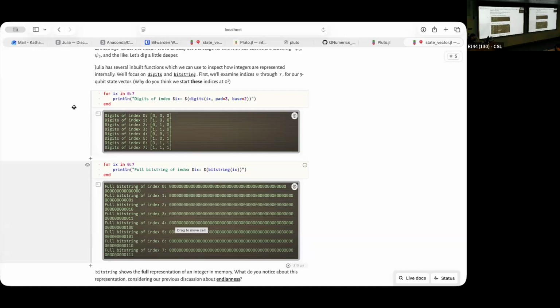So if we have these indices 0 to 7, which I picked for probably pretty obvious reasons, we can go through and inspect the digits of these represented in base 2, so binary. Here I have this little loop that prints the digits of this index. It prints the digits of whatever integer it is, and then I pad it out to represent all 3 digits, and I say that the numerical base I want is 2, so that's what these little extra arguments are for. If I print this, you can see that index 0 is all zeros, index 1 is 1, 0, 0, index 2 is 0, 1, 0.